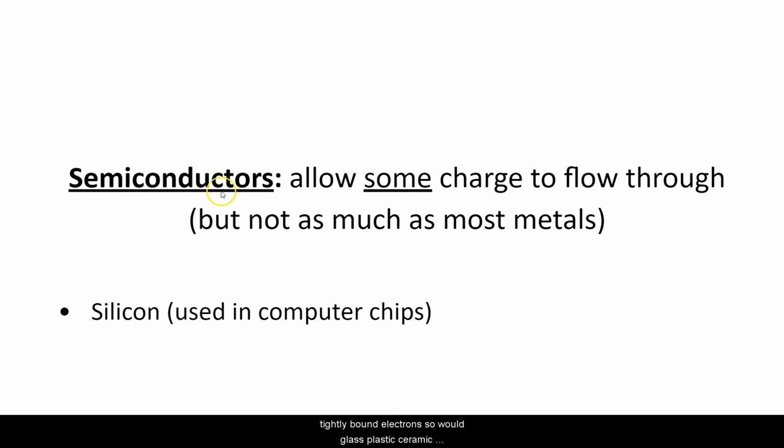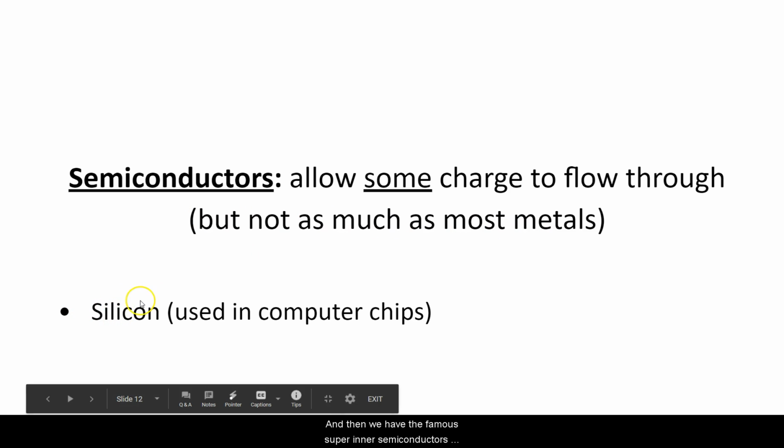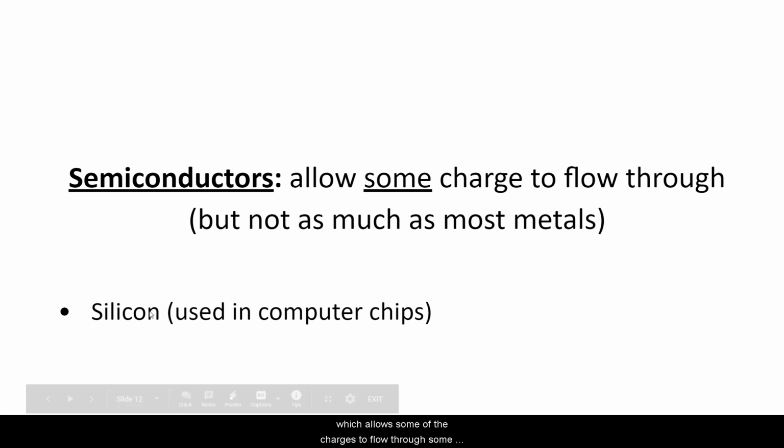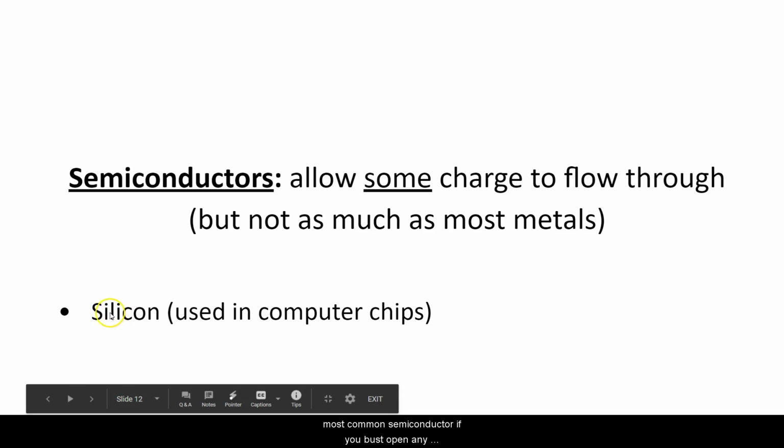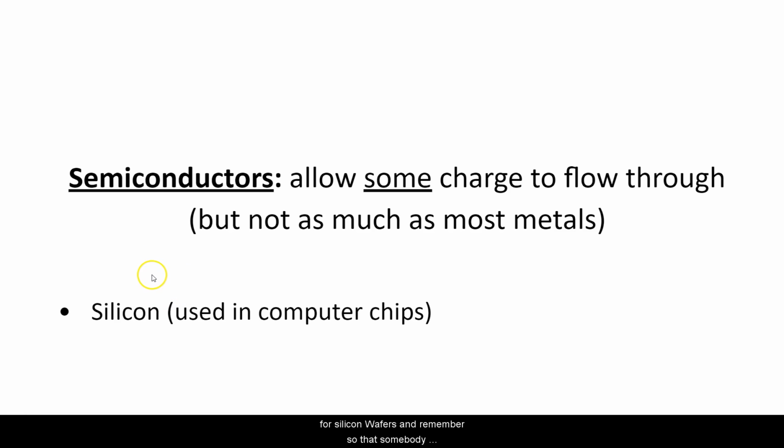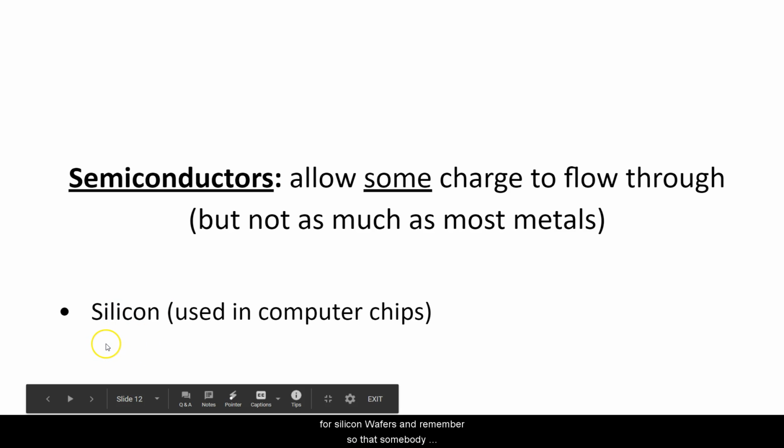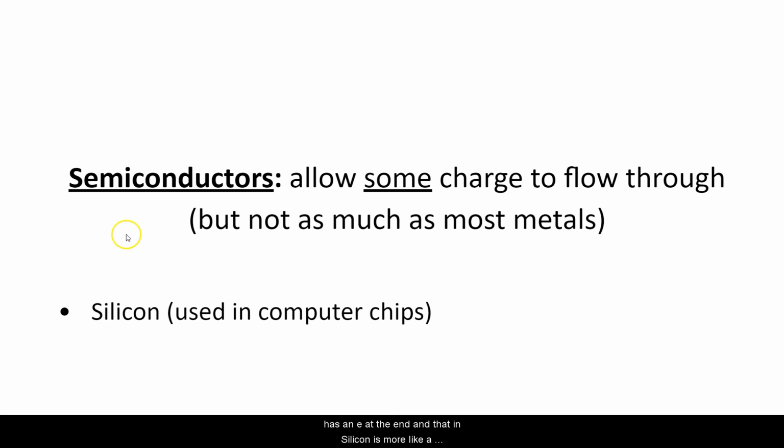Then we have the famous semiconductors, which allow some of the charge to flow through some of the time under certain conditions. They don't conduct as well as most metals. Silicon is the most common semiconductor. If you bust open any electronic, you'll see a green wafer. Those are your silicon wafers. And remember, someone asked this before, silicon is different than silicone. Silicone has an E at the end, and is more of a rubbery substance that is very different from silicon. Silicone is very much an insulator.